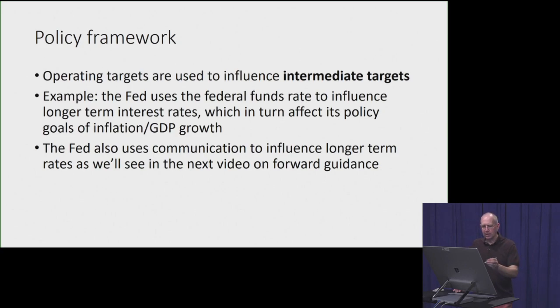Now, in turn, operating targets, like the federal funds rate, are used to influence what are referred to as intermediate targets. And so, as the example here, the Fed uses the federal funds rate to influence longer-term interest rates, like the 10-year Treasury rate, like, for example, mortgage rates and so forth. These longer-term interest rates will, in turn, and this is the important part, tend to influence its policy goals of inflation and GDP growth. And what we'll see in the next video in this series, they use communication, forward guidance, to influence longer-term interest rates more directly.